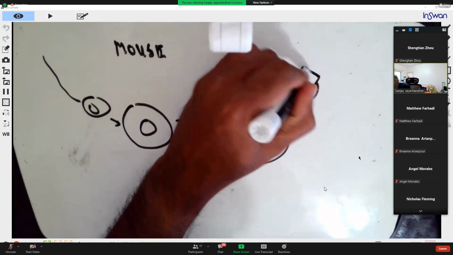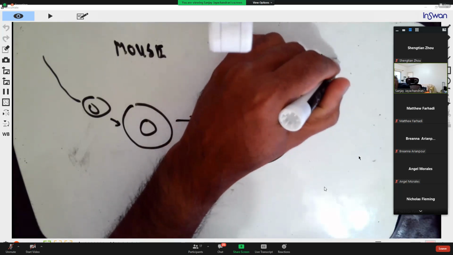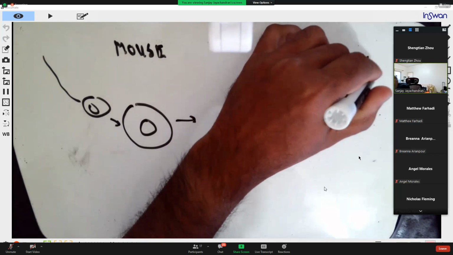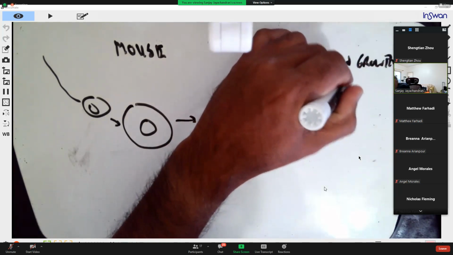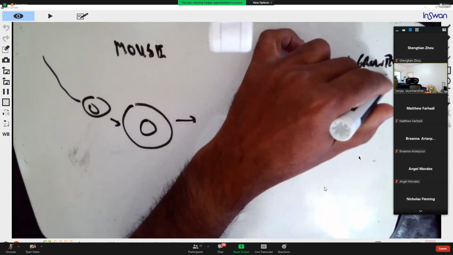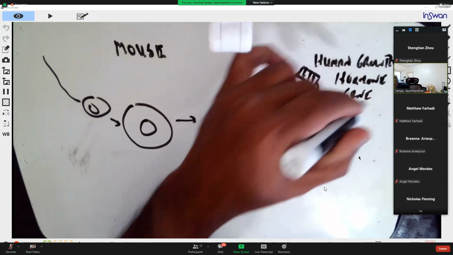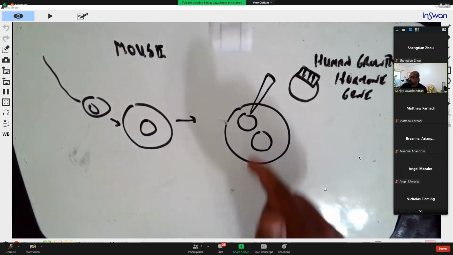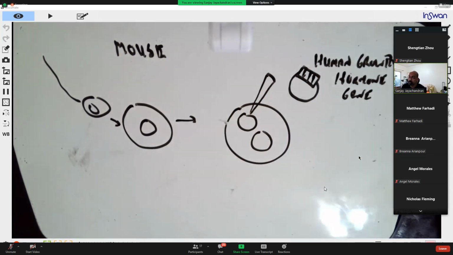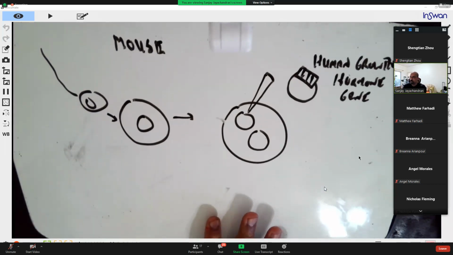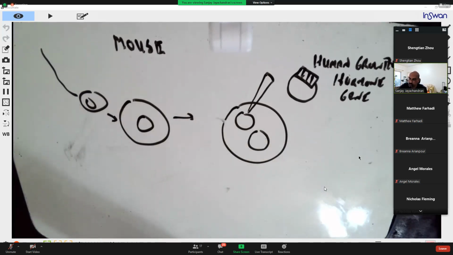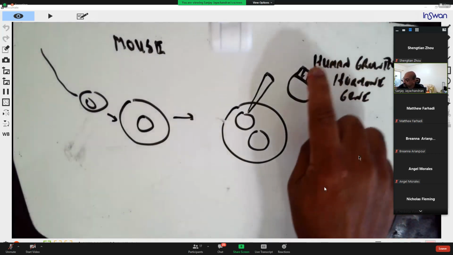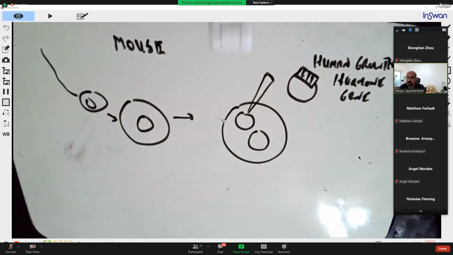This time my plasmid is going to contain the human growth hormone gene. So this is a foreign gene. It's a human growth hormone gene that I'm going to put into the mouse egg cell, sperm cell nucleus before they merge. Now mice reproduce really fast. So it's going to take a few generations of mice to make it into the sperm cell and egg cell line to get a mouse expressing this gene in every cell of its body.